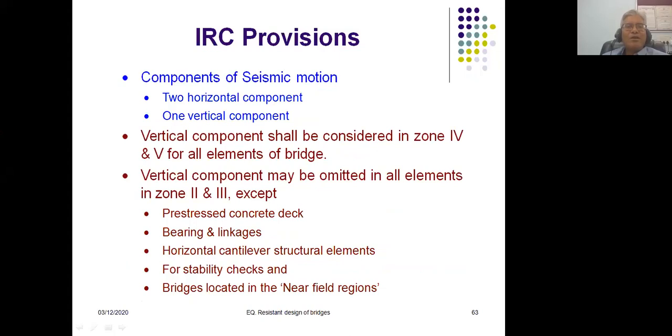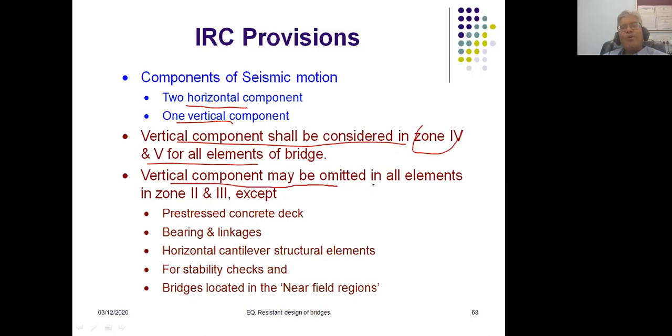We need to consider the components of seismic motion, two horizontal components, that is, longitudinal and transverse. The longitudinal direction, along the vehicle direction or along the span, is known as the longitudinal direction. Across the span is known as the transverse direction. So two horizontal components, along the longitudinal and along the transverse, and one vertical component need to be accounted for in the seismic design. Vertical component shall be considered in zones 4 and 5 for all elements of the bridges. See, for zones 4 and 5, vertical acceleration also has to be considered.